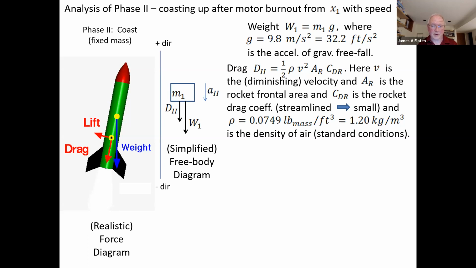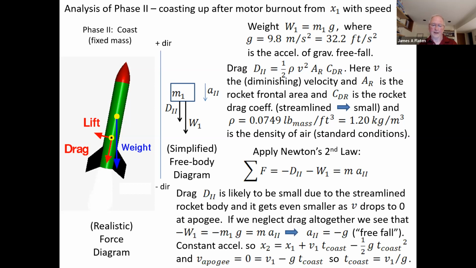If this is a streamlined rocket, I kind of assume that its drag coefficient is pretty small. The density of air will still be 1.2 kilograms per meter cubed. And if I apply Newton's second law, we have this downwards drag and the downwards weight, and those are supposed to explain an acceleration. So clearly the acceleration for phase 2 will be downwards. And it turns out the drag is likely to be small because it's streamlined and gets even smaller when the velocity starts to get small.